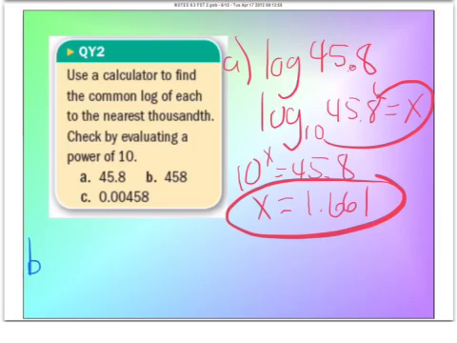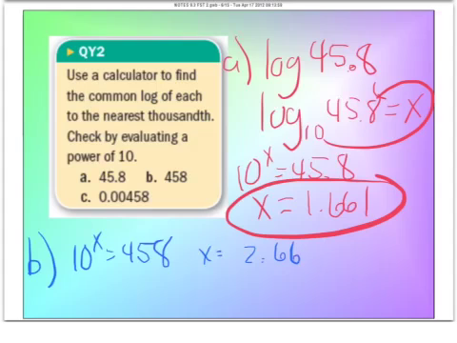And then you're going to go ahead and do that for part B. On part B, we're going to do the same thing. This would be 10 to some power equals 458. There is not a nice integer answer for that, so just on the calculator, do log of 458. And what you're going to get on this one is 2.661 is the answer.